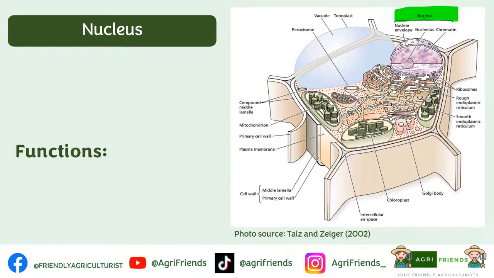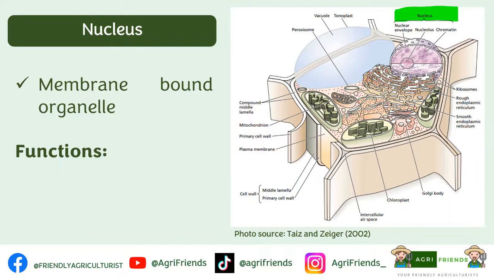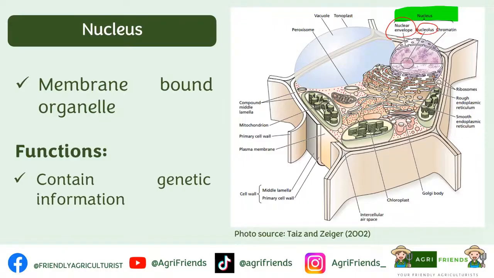Nucleus. This is a membrane-bound organelle that contains the genetic information. Aside from storing the genetic information, it also controls the activities of the cell by determining which protein molecules are produced and when they are produced. The nucleolus is an area inside the nucleus that is made up of RNA and proteins and is where ribosomes are made. The nuclear envelope, on the other hand, is a highly regulated membrane barrier that separates the nucleus from the cytoplasm.